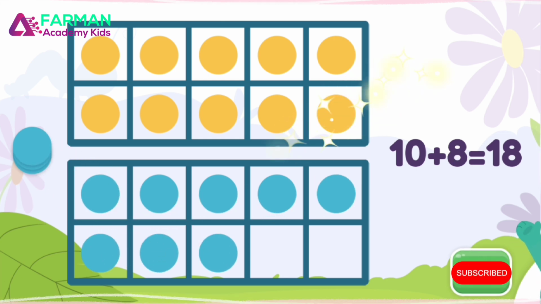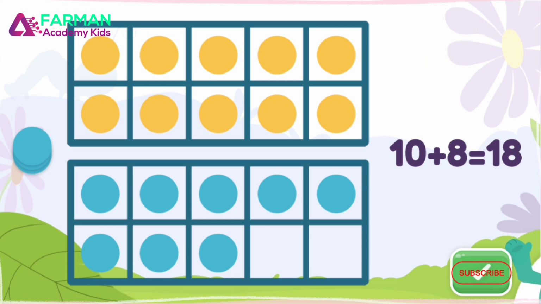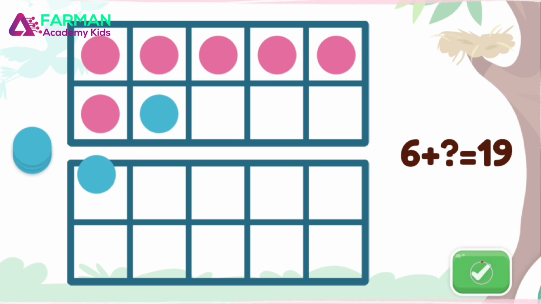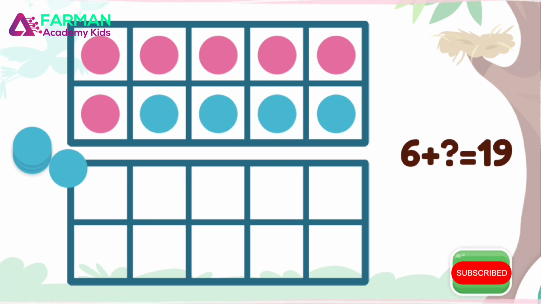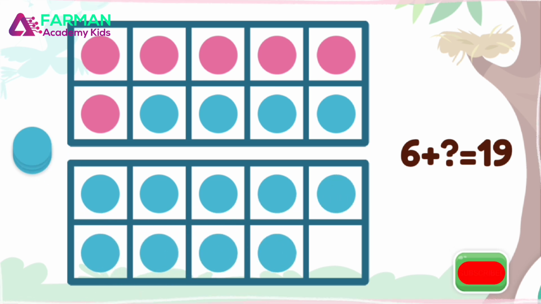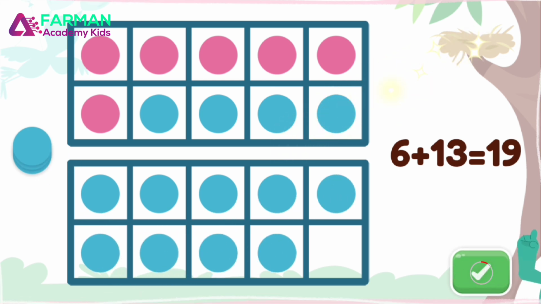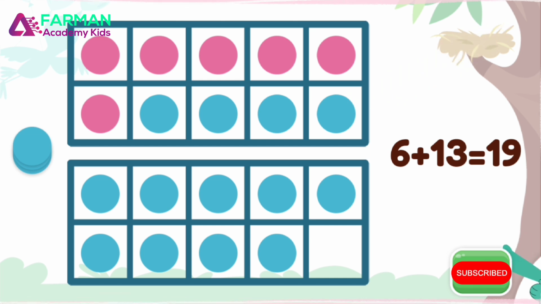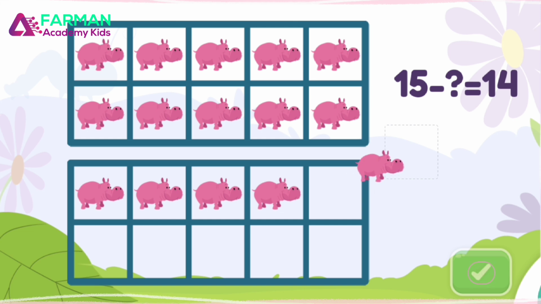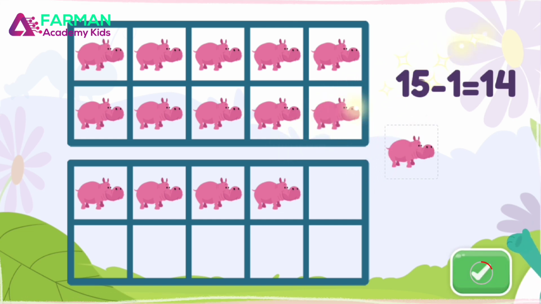Super! 10 plus 8 equals 18. 6 plus what equals 19? Solve the equation with the 10 frames. Great! 6 plus 13 equals 19. Let's subtract. 15 minus what equals 14? 15 minus 1 equals 14.